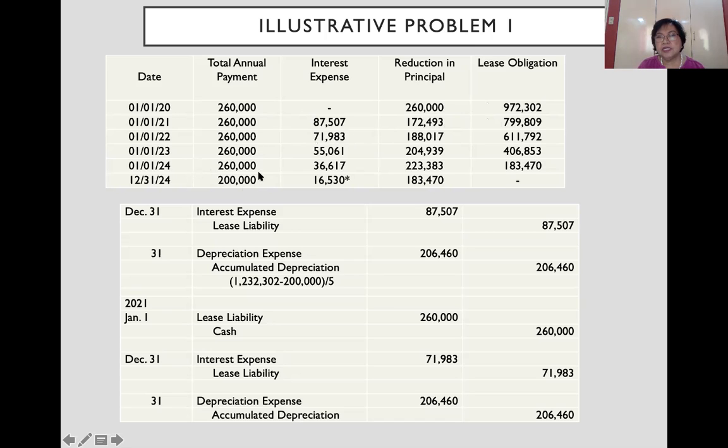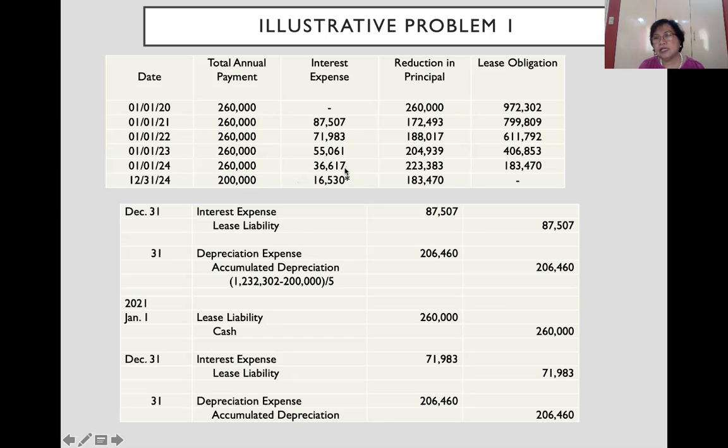Now, at the end of the lease term, it is expected that we will return the asset at its guaranteed residual amount of 200,000. Therefore, this is considered also as payment of lease liability. So, from January 1, 2024 to the end of the year, there is still interest accrued. Therefore, we have 16,530 amount applied to interest.